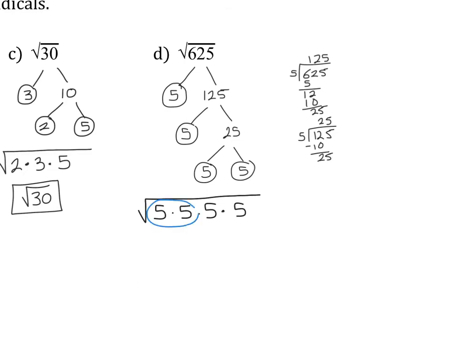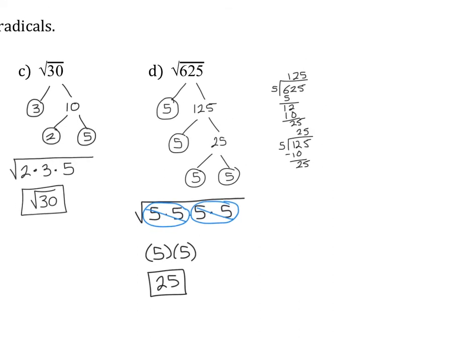So I see that I have a pair of 5s here and a pair of 5s here. From this first pair, one escapes, and from the second pair, another one escapes. And what you might notice is that we don't have any numbers left alone inside our square root, which means our square root sign disappears altogether. And our answer is just 25.